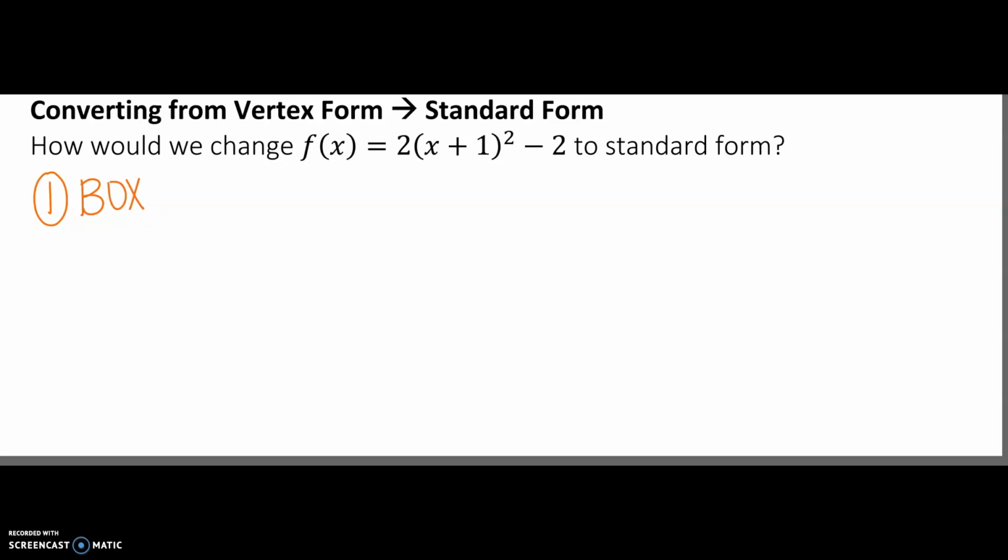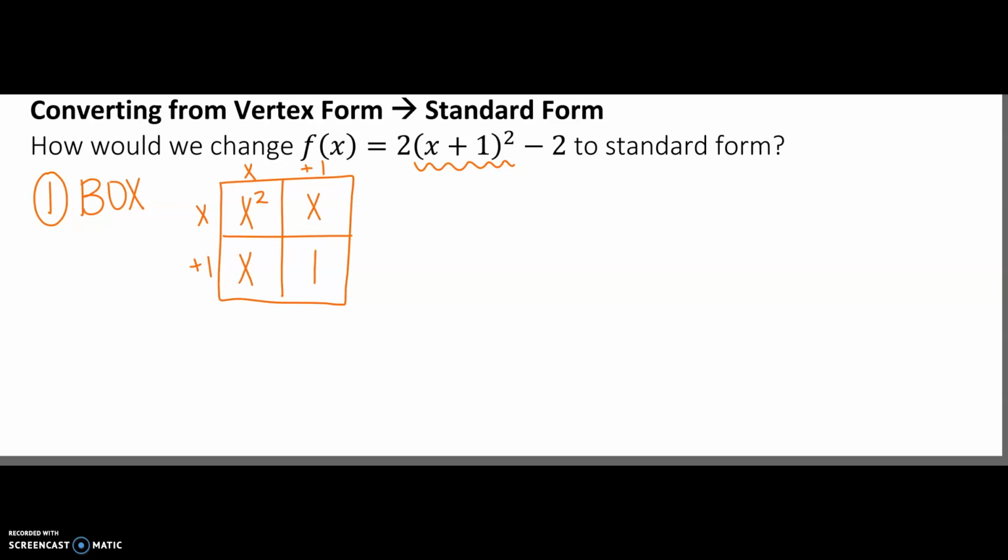And that's where I take my x plus 1 squared and I deal with that. So I'm going to draw my box, which is a 2 by 2 box in this case. I'm going to do x plus 1 on the top and x plus 1 on the side. I'm going to fill in my box using multiplication. So I have x squared, x, x, and 1.